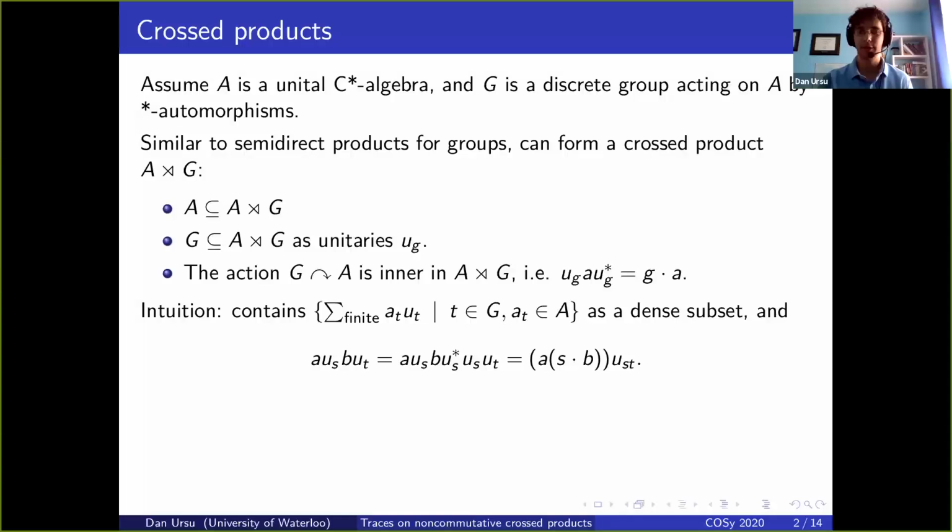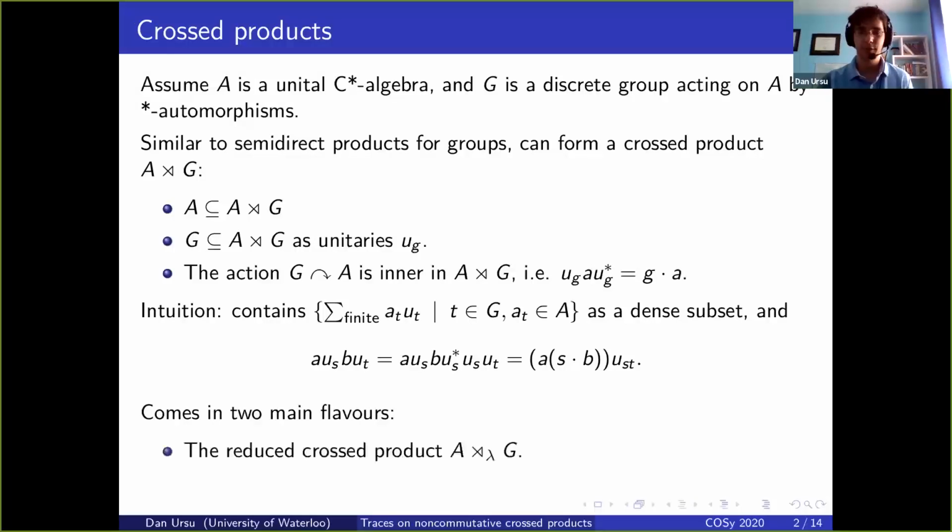And to get the whole C-star algebra, you just complete it under some kind of representation. And of course, there's two main options, just like for group C-star algebras. You get a reduced cross product where you complete it under a sort of left regular representation, and a universal cross product, which you complete under as large as possible of a representation. And every other cross product is a quotient of the universal one.